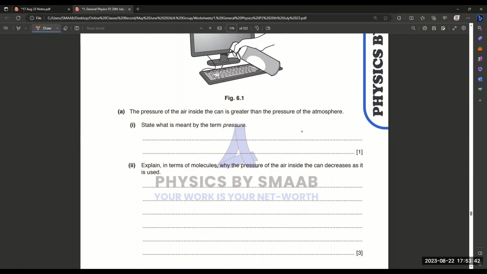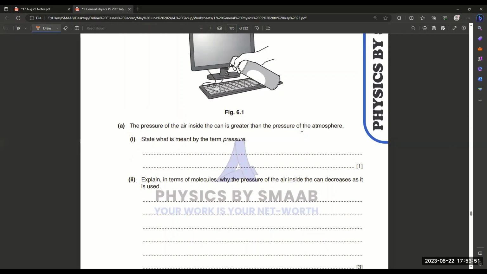Pressure is the force acting per unit area. Is that correct? Okay, but you need to explain in terms of molecules also. Yes, pressure is equal to force acting per unit area. That was right. Okay. Where's the pressure? Because the question is for 3 marks this time.